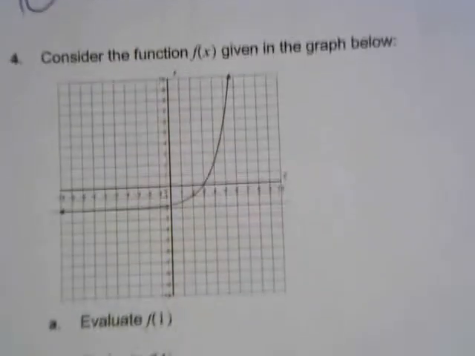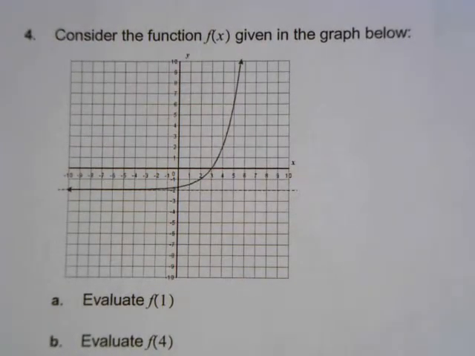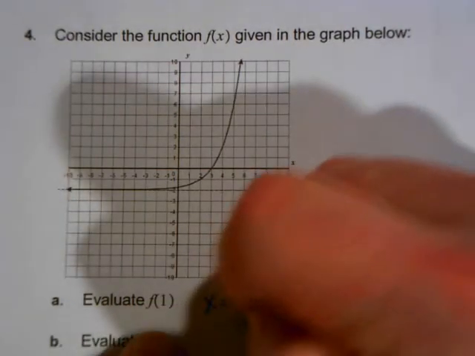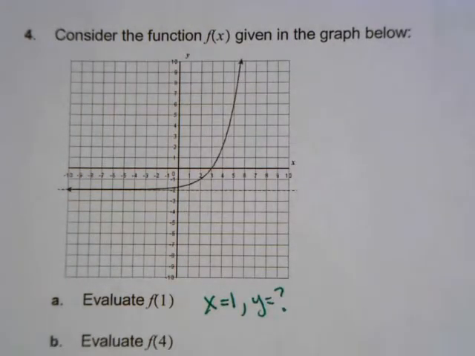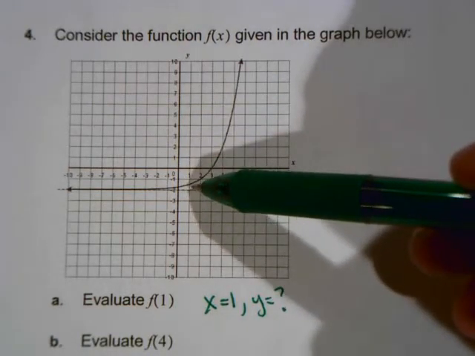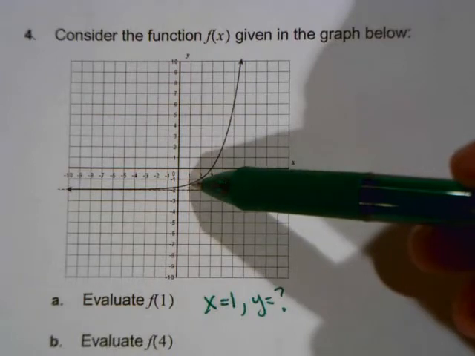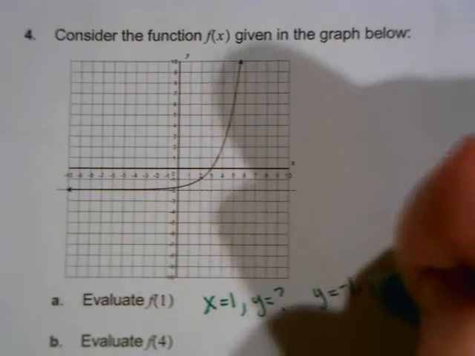Alright, we're almost done. It says, consider the graph given below. Evaluate f at 1. Again, what we need to understand is what this symbol means. This symbol, as written, means x is the number 1. What's the y number? So I go to the graph. x equals 1 is right here. I read the y number. Well, I got to make a little estimation here. I would say for this one, y is negative 1.5.